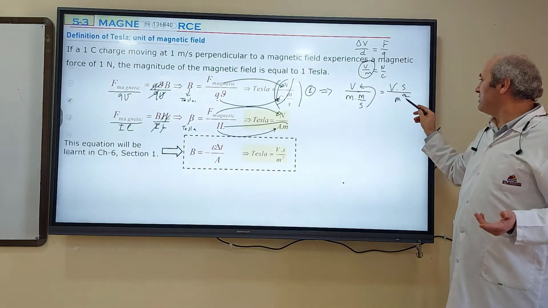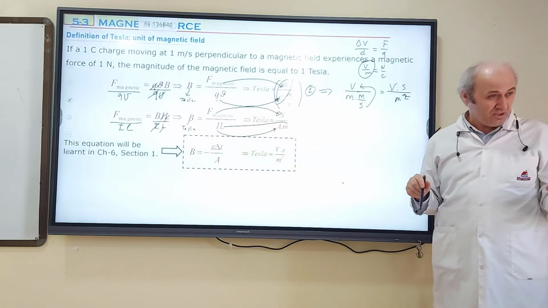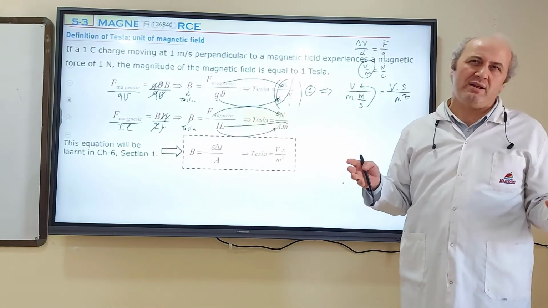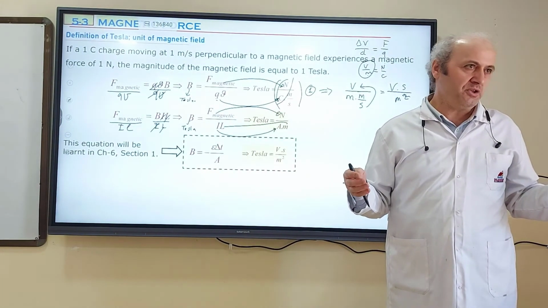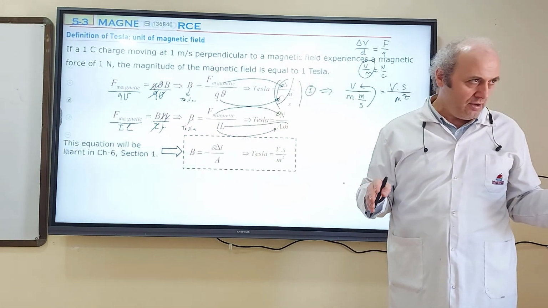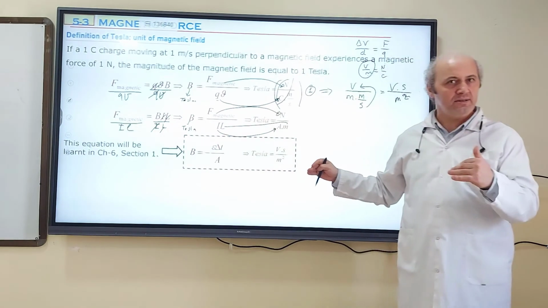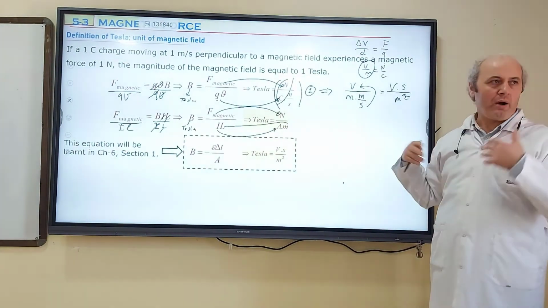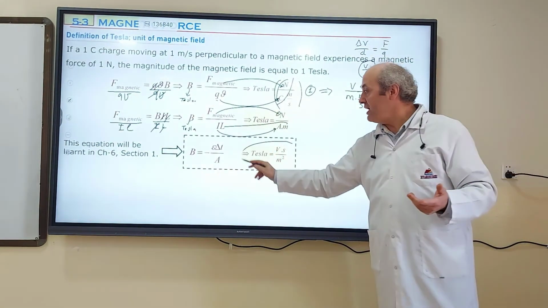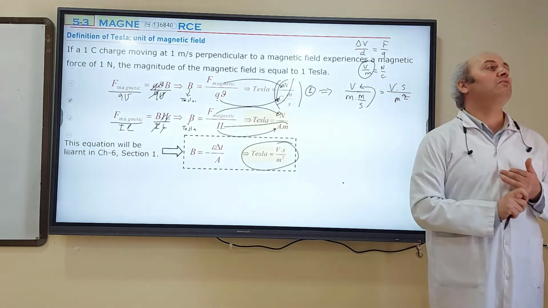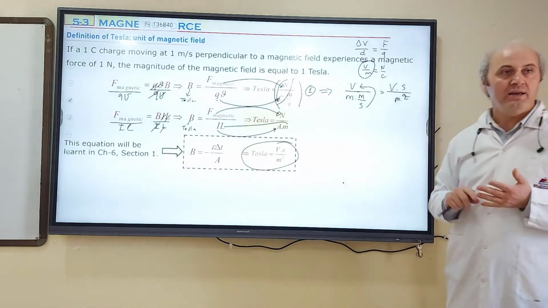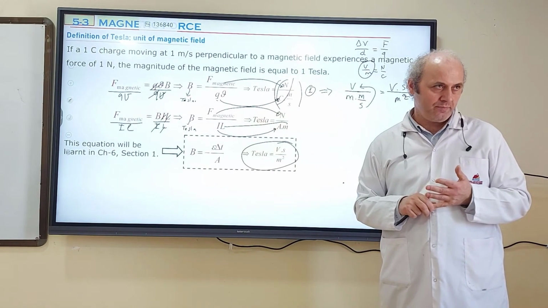Yes. One way is this, but in chapter 6, section 1, we are going to learn a very popular physics equation, electromagnetic induction, Faraday's law. After that equation, it will be much easier. But until we learn that equation, this is how we get this. Then 1 Tesla is equal to 1 volt times second divided by meter squared.